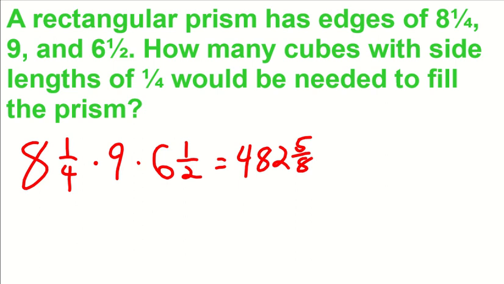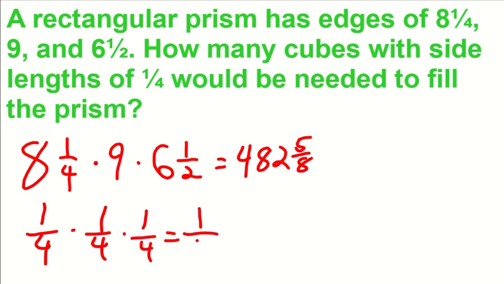Gray, what you got? Nope. Ford? 30,888. Yeah. So there's our big volume. That's the big box. 8 1/4 times 9 times 6.5. For the tiny cube, I think you forgot about the volume for the tiny cube. We got to do 1/4 times 1/4 times 1/4.